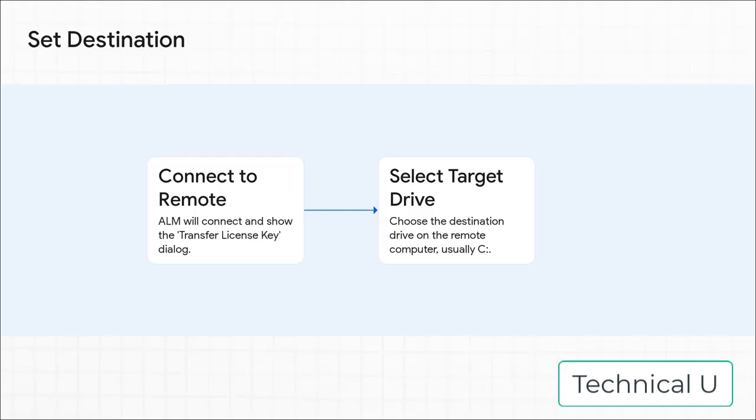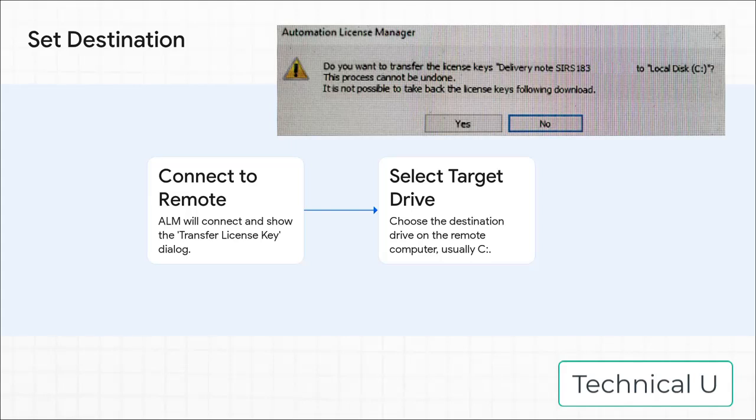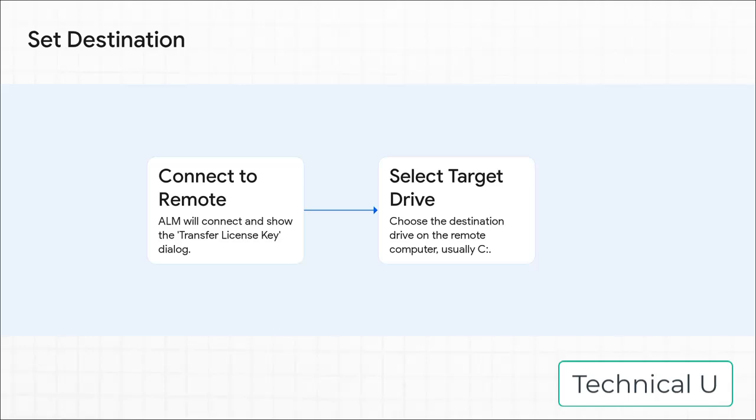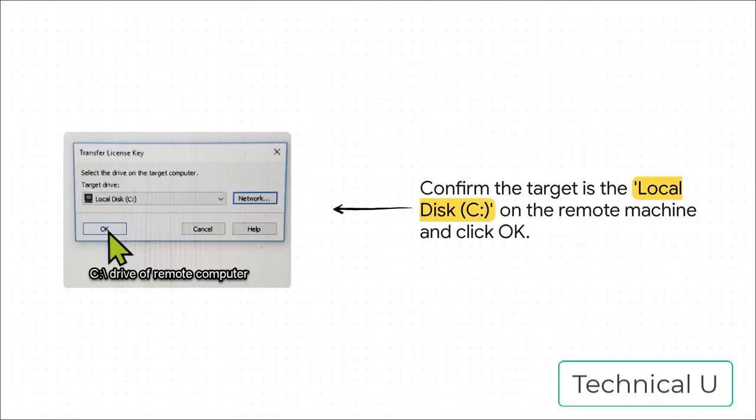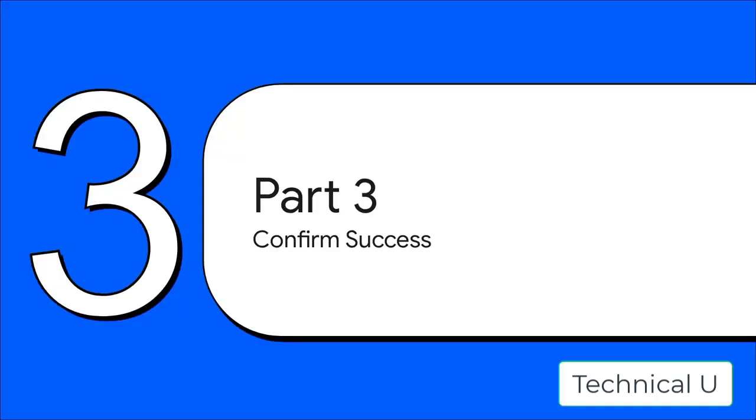So once ALM finds and connects to that remote machine, this Transfer License Key window will show up. And what you're seeing here are the available drives on that remote DCS computer. Now, all you have to do is pick a destination for the license key. And let's be real, it's almost always going to be the local C drive. Just do a quick double check. Make sure local disk C is selected in that target drive dropdown. This just confirms you're sending the license to the main system drive on the other computer. Looks good? Awesome. Click OK to kick off the transfer. And believe it or not, that's pretty much it for the transfer process.